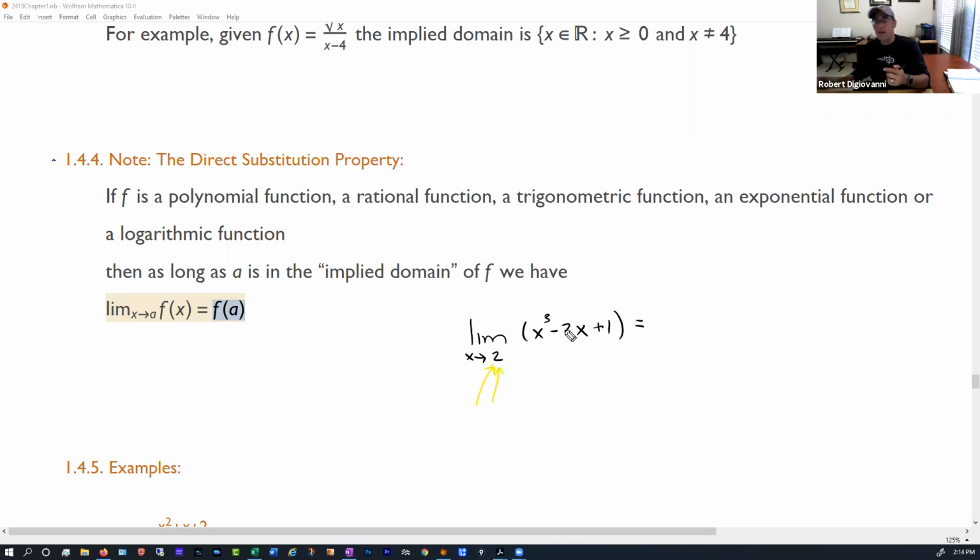You don't have to check from the left and right. The answer is automatic. As long as this is a polynomial or a rational function or trig or exponential or log, and as long as this number that we plug in is in the domain, then the answer is just plug it in. So for this, all I'd have to do is plug 2 in for all the x's. So 2 cubed minus 2 times 2 plus 1. This is 8 minus 4 plus 1. So the answer is 5. Direct substitution. I just replaced the x with that number. I'll give you another example.